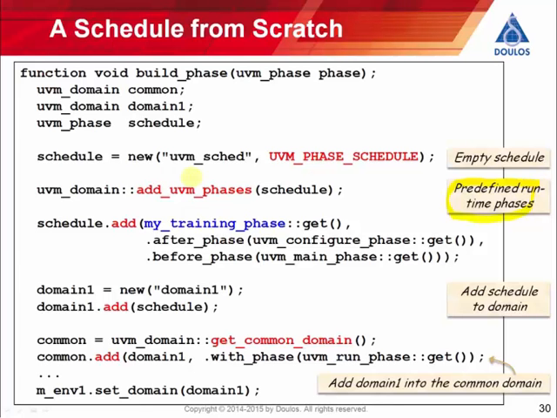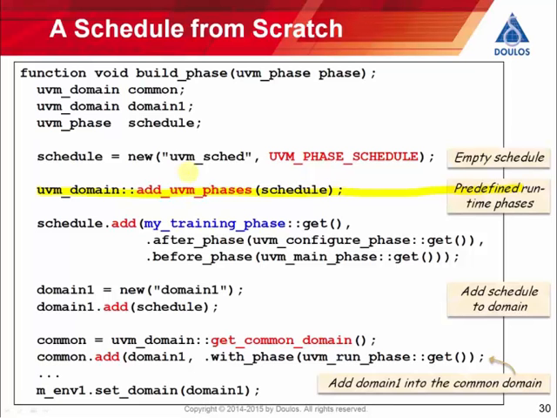Anyway, next thing we're going to do is to add the predefined run phases to this schedule. And we're doing that with the static method uvm_domain::add_uvm_phases. What that does is to populate the schedule with all of the predefined runtime phases. Those are the 12 phases starting with pre-reset and ending with post-shutdown. So this line of code is creating a brand new empty schedule. The next line is populating that schedule with all of the predefined runtime phases.